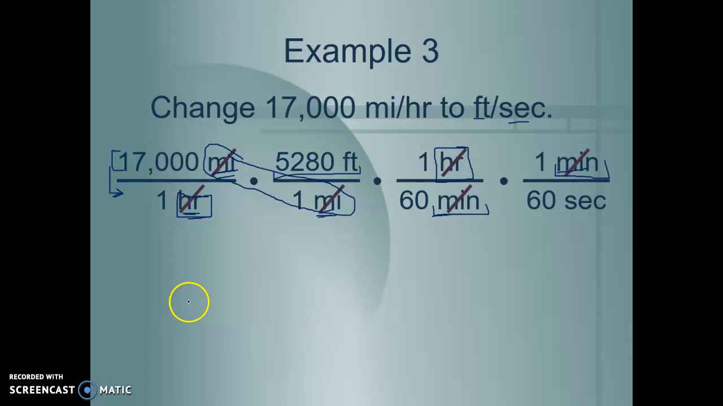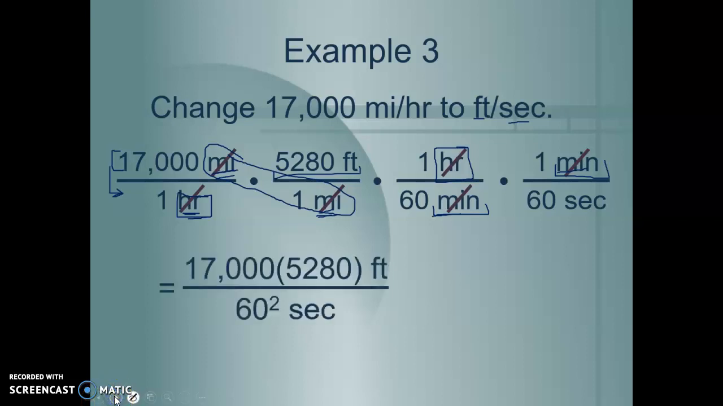All right, once I have my original number and the 3 unit multipliers that I need, I'm going to multiply just like I would multiply any fraction. I'm going to take 17,000 times 5,280. Notice the only one that didn't get crossed off at the top here was feet. And at the bottom, I'm going to do 1 times 1 times 60 times 60. Again, notice that the only unit of measure that did not get crossed off was seconds. So that will allow me to change to feet per second.